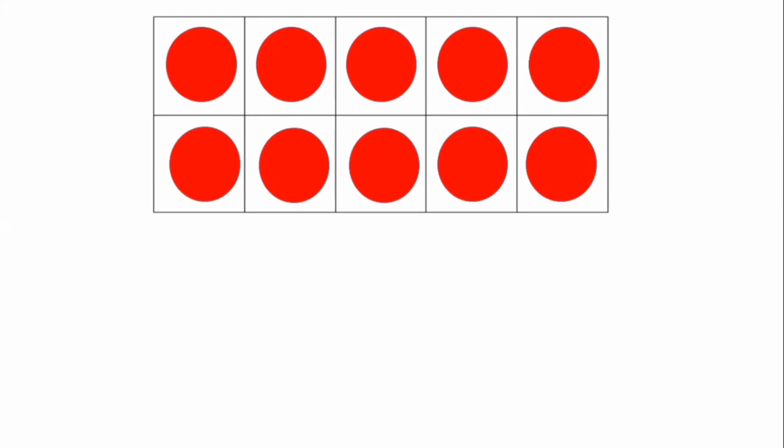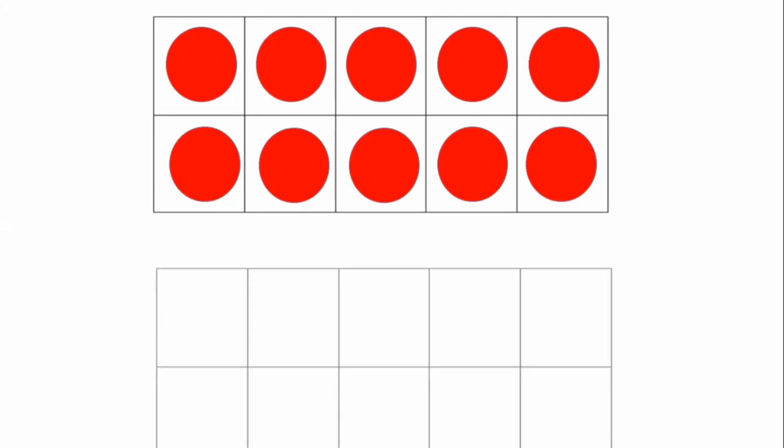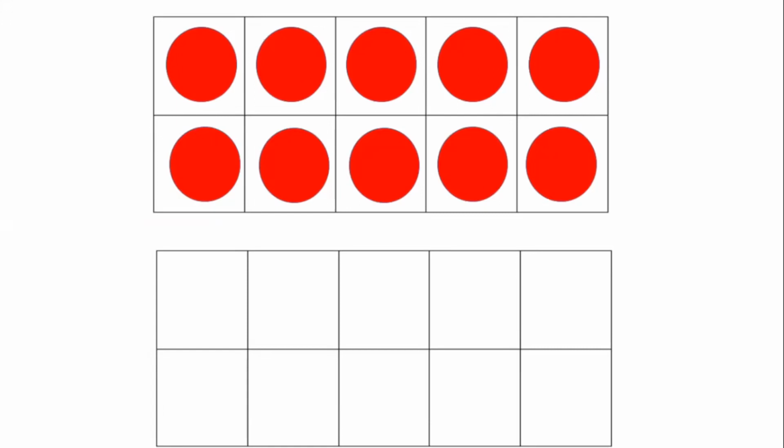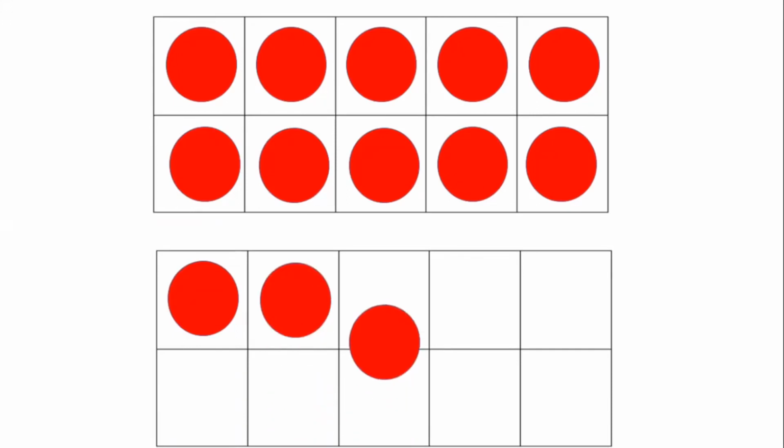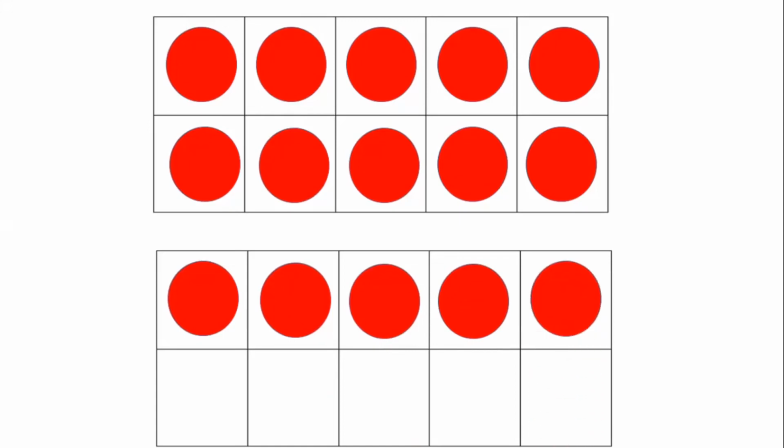Now, let's move on to our teen numbers, right? Teen numbers start with a group of 10. So there's my group of 10. We need another 10 frame. I'll say it the 10 way, you say it the regular way. Ready? 10, 1. 11, 10, 2. 12, 10, 3. 13, 10, 4. 14, 10, 5.